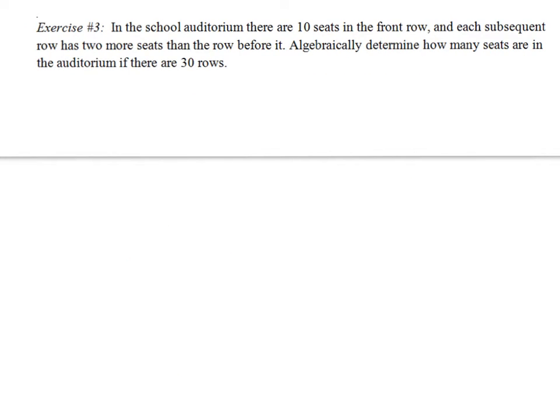Looking at exercise number 3, we see that very often we have applications that include large numbers of something. In this case, it's the school auditorium. There are 10 seats in the front row. So if we know that that represents our front row, that's the A1 term, 10 seats. Each subsequent row, so that means every row, the next row, the next row, has 2 more seats. Now, since I know that I am adding 2 each time, what that tells me is that I have an arithmetic series this time.